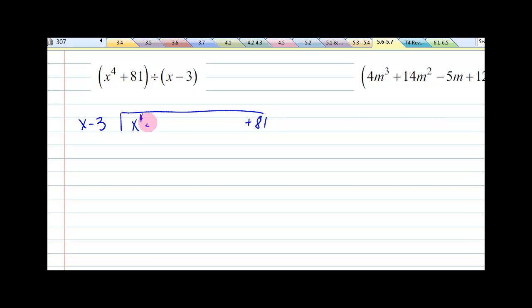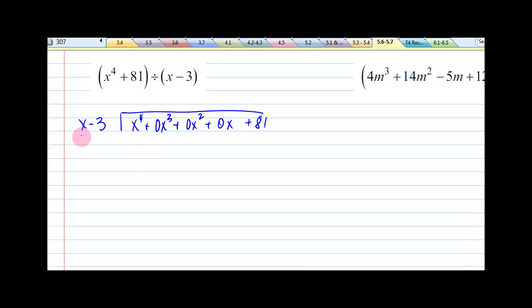I am missing an x cubed, an x squared, and an x. And because I am missing all of those terms, I have to put them in with 0 as their coefficient so they hold the place within this division problem. That's kind of the key to this type of problem where I'm missing some components. I just need to add them back in with a 0 as their coefficient. And now I can go through and divide like I was doing before.